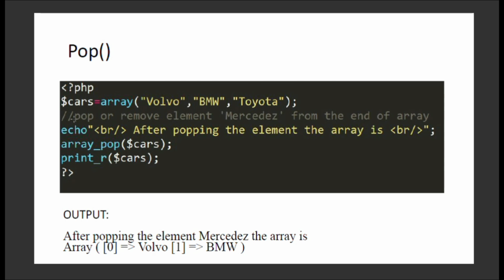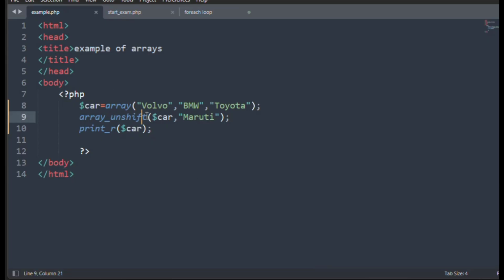Array pop function in PHP is used to remove an element from the end of the array. Here you can see inside the array pop function, I have only passed the array name, not the element that we want to pop. It will directly pop whichever is the last element inside the array. Now here I will give array pop.